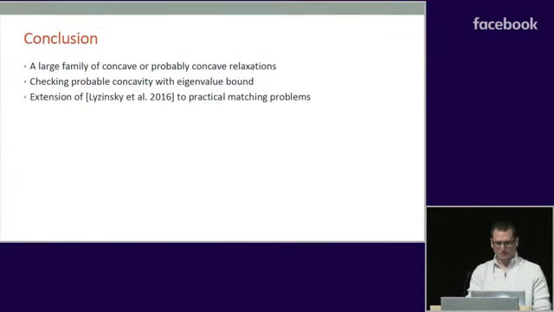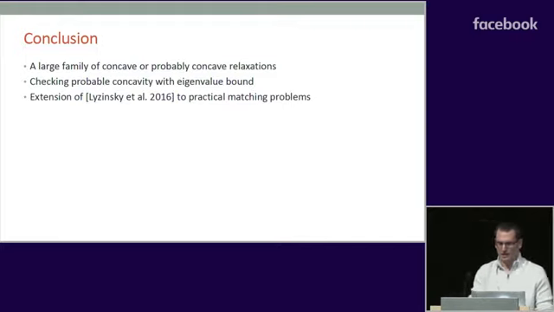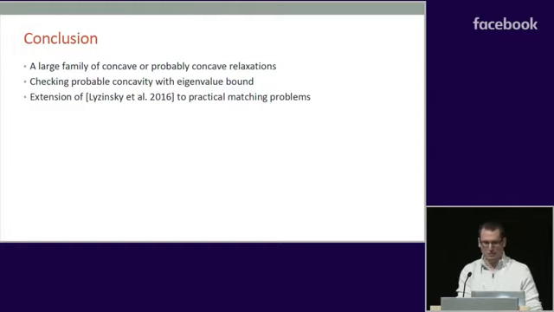To conclude, we've shown that there's a large family of concave or probably concave relaxations for matching problems. And we've also shown that checking if a specific functional is probably concave is pretty easy with our eigenvalue bound. And lastly, we extend the theoretical results of Lisinski et al. to practical matching problems involving distances.